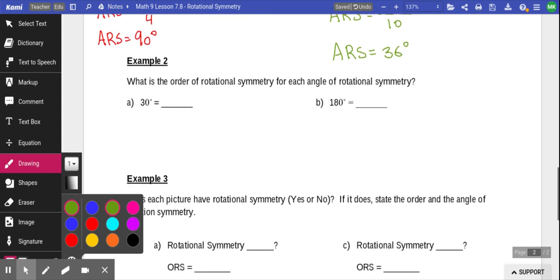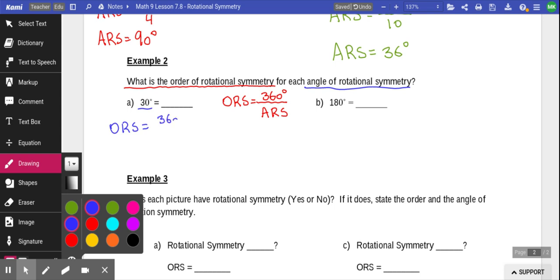Perfect. We can go the other way. So this question now says, what is the order of rotational symmetry? The order of rotational symmetry equals 360 degrees divided by the angle of rotational symmetry. If we put that into our formulas, I have an angle of rotational symmetry of 30 degrees. That means ORS, the number of times it would actually look identical, is 360 divided by 30. If you put that in your calculator, you should get 12. That means every 30 degrees I rotate it, it'll look the exact same. And there's a total of 12 times I could rotate that object to make it look the exact same.